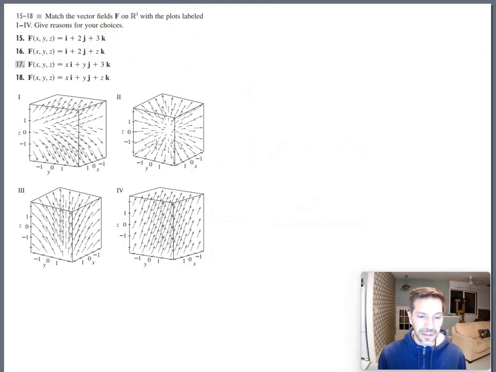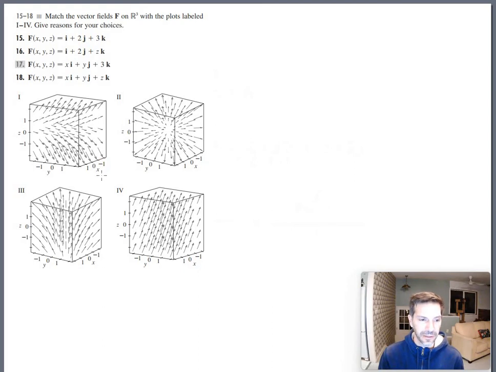15 through 18 does the same thing, but it's in 3D. So you can, of course, do 3D vector fields as well. If you're in 3-dimensional space, you have X, Y, Z inputs, and then you put those in, and it produces a 3-dimensional vector. That's way harder to graph by hand, by the way, impossible to graph by hand, essentially.